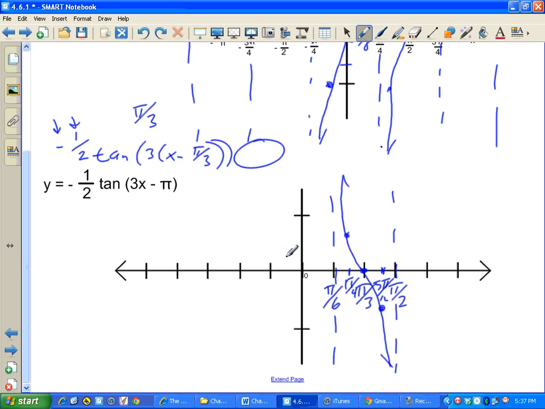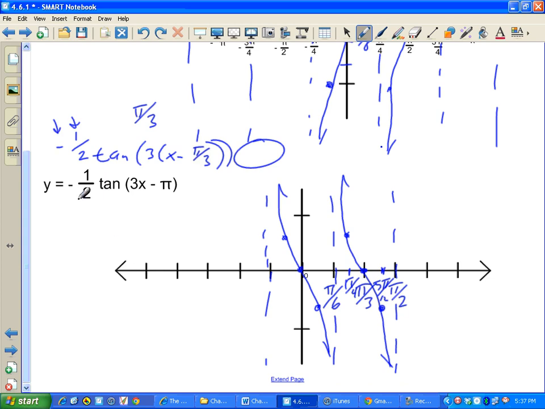And then, of course, this will be repeated every pi over 3. So here would be another asymptote, and I could put another wave in here. Okay, and I'm going to have an infinite number of these waves. So that's the tangent function.